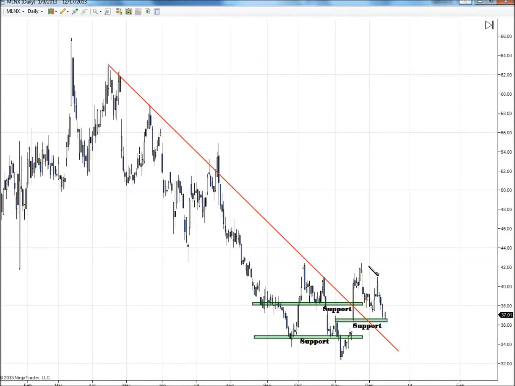Let's have a look at MLNX daily chart. We can see we broke the downtrend line. We see how powerful the break was, and then we retraced, rallied back again, and then met the resistance level here, 1, 2, 3, and we moved down, and now we are facing the second support level, which was posted in the previous weekly markets analysis file.